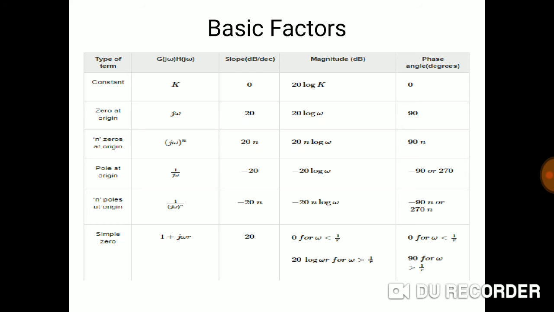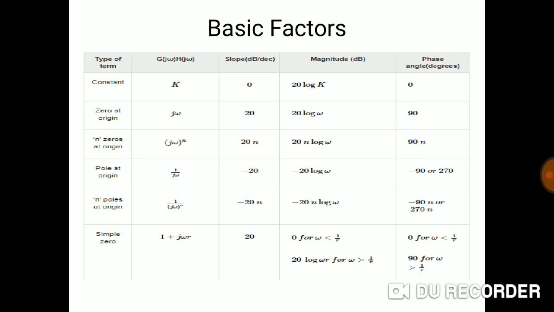If you have a zero at the origin in the transfer function, it means j omega is there, the slope is 20 dB, and the magnitude is 20 log of omega. For whatever frequency is present, you have to find the magnitude. And the phase angle is always 90 degrees for a zero at the origin.